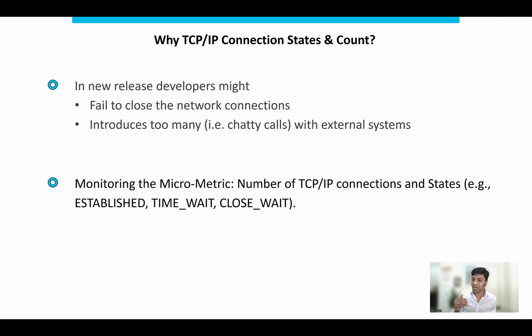The number of TCP/IP connections my application is establishing with the backend systems and also with the front-end systems, and in what states they are, we want to look at. In the previous release, if I was only establishing 100 connections with this particular system of record, whereas now in this new release I'm making 200 or 300 connections, that means we need to ask the developers: why are we seeing 2x, 3x more connections being established? It wasn't the case in the previous release. Why was it?